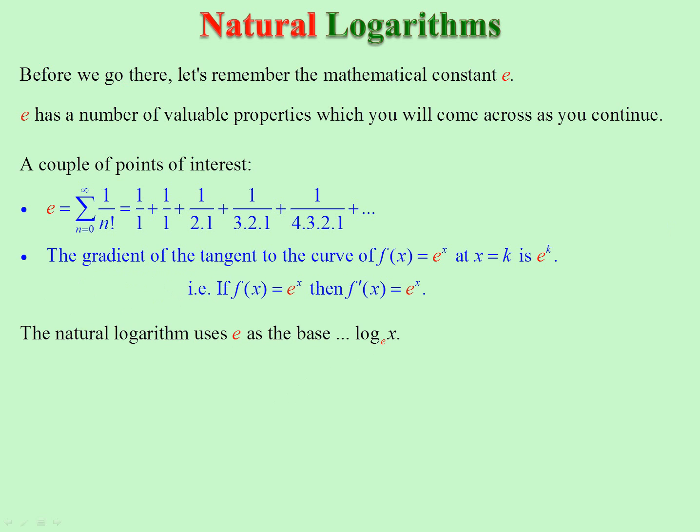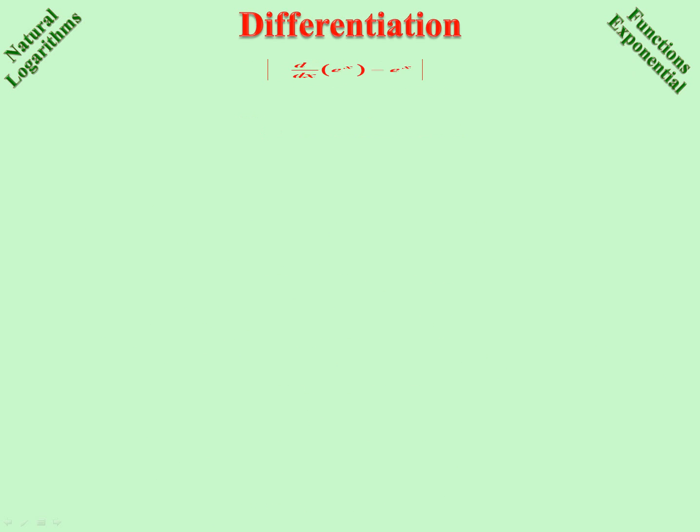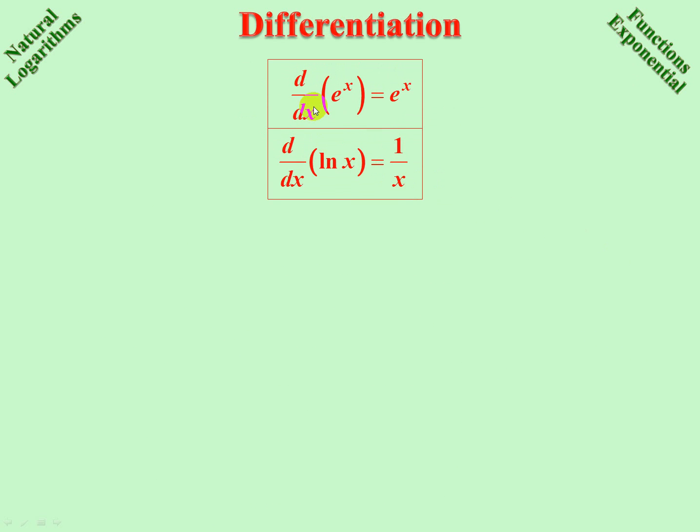Now, the natural logarithm uses e as a base, so log of x to base e is the natural logarithm. We write it as ln x, and we don't have to write the base, and we pronounce it ln x. Now, when we differentiate e to the x, we get e to the x straight back. We've mentioned that. When we differentiate ln x, we get 1 over x.